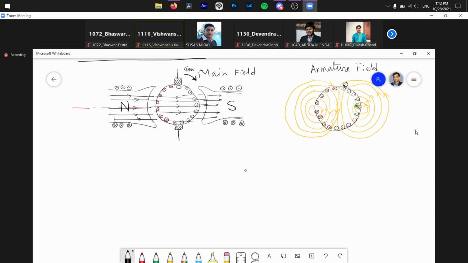Okay, sir. So which direction is it showing? Suppose we take this clockwise, particular conductor. Okay, so clockwise. That means generator. And suppose the same machine, if it operates as a motor, then which direction does it have to rotate?